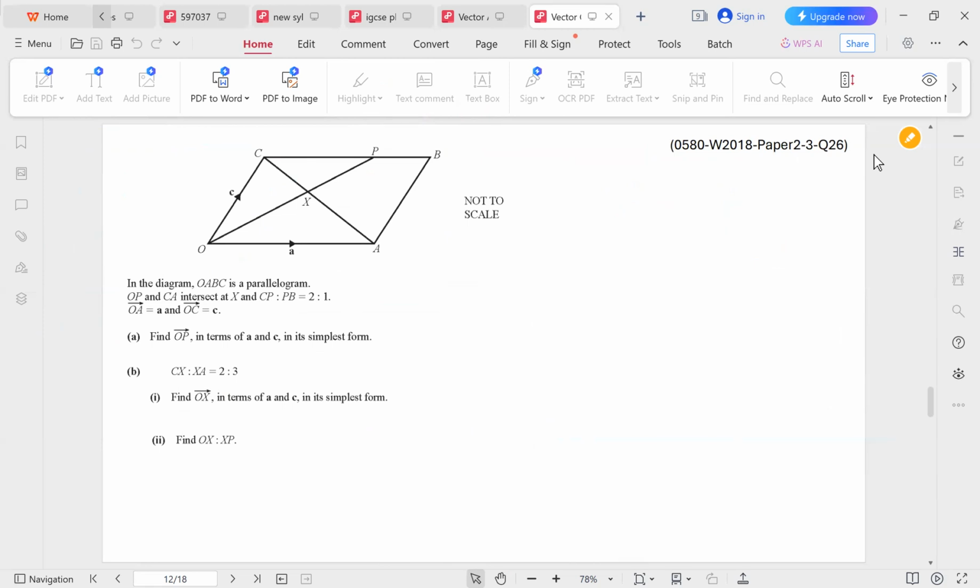In the diagram, OABC is a parallelogram. OP and CA intersect at X. CP to PB is 2 to 1. Find OP in terms of a and c in its simplest form.